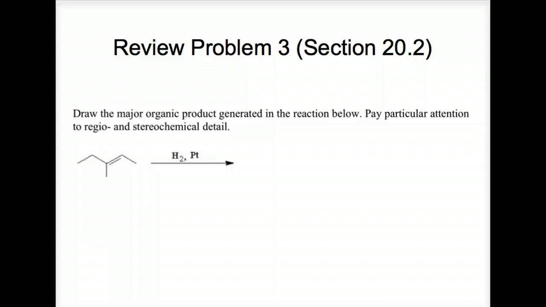But first, here are a couple of review problems. Actually, I think there's 5 or 6 of them. I'm going to let you work them out, although I'm going to give you some idea of what the correct answers are. You're not going to see them on the slides. But draw the major organic product generated in the reaction below. Pay particular attention to the regio and stereochemical details.